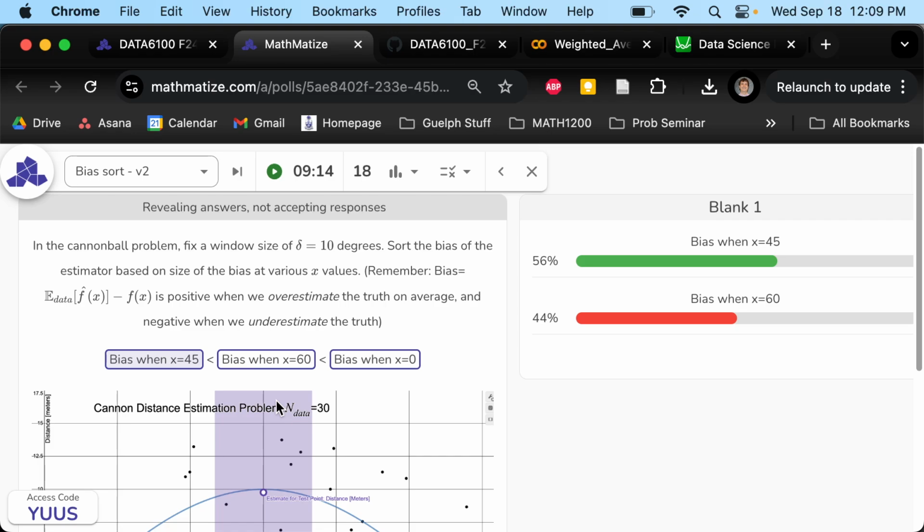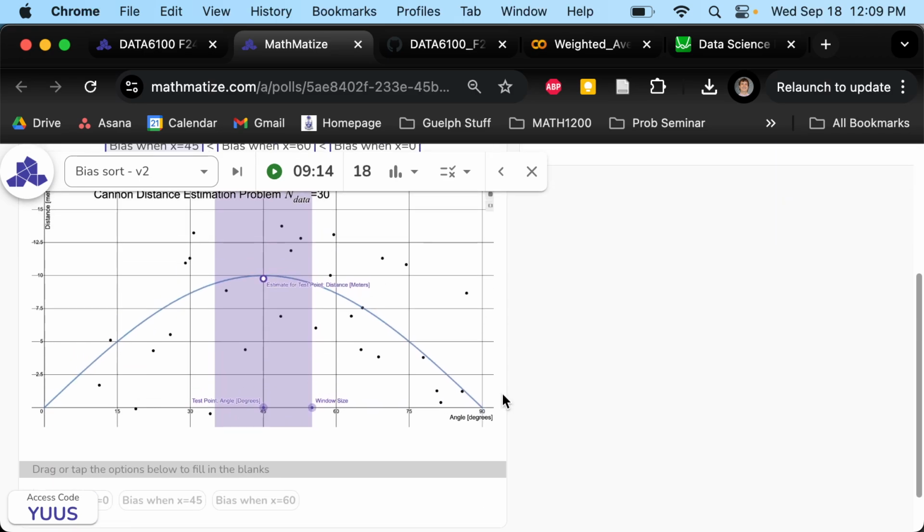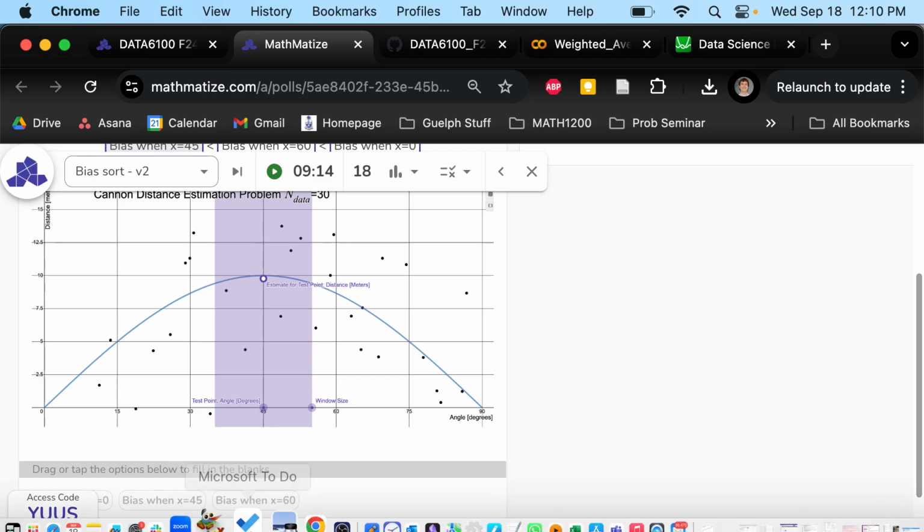Yeah? When it's x equals 45, wouldn't it be more flat? So the difference would be smaller. Yeah, so this is the thing. How flat it is doesn't matter. How curved it is matters. That's because if it was a perfectly straight line, the bias would be 0 because they would have an equal amount of stuff pulling it up and down. Let's do a thought experiment.